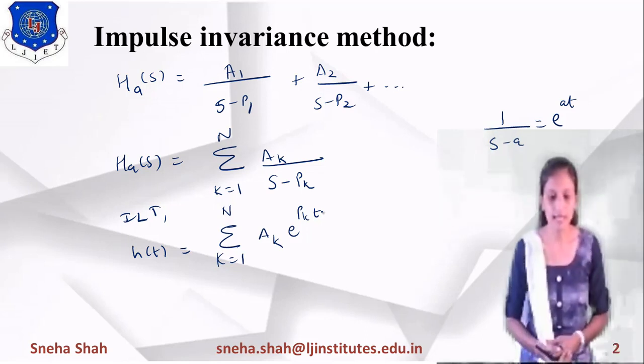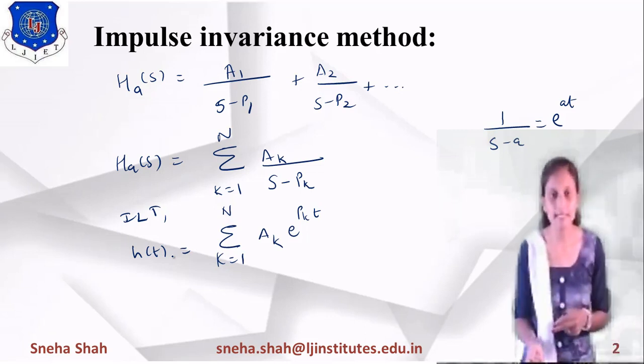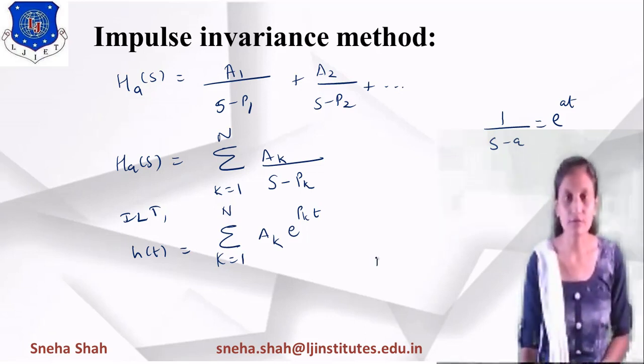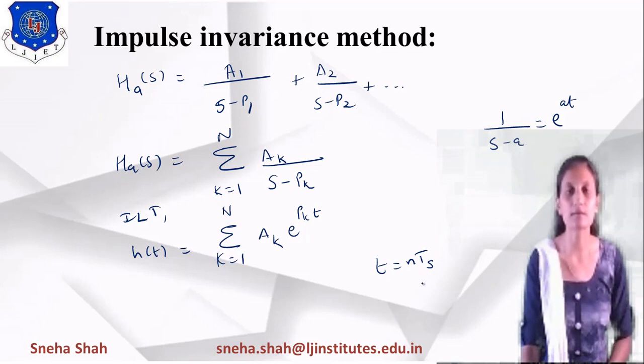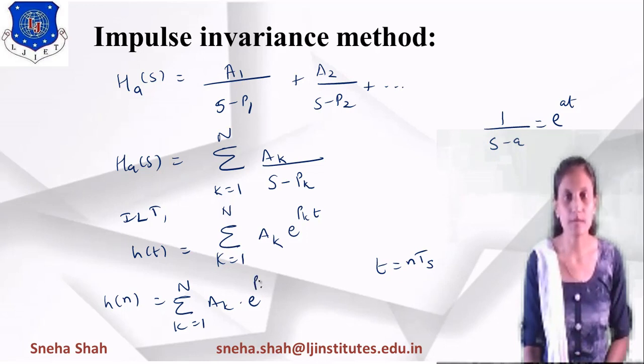Now we have to convert this analog form to its equivalent digital form. So instead of t, we take n number of samples, n Ts, where Ts represents the sampling time. This is then represented in terms of digital signals in the form of h of n, which equals the summation k equals 1 to n of Ak times e raised to pk Ts n, with n written instead of t.